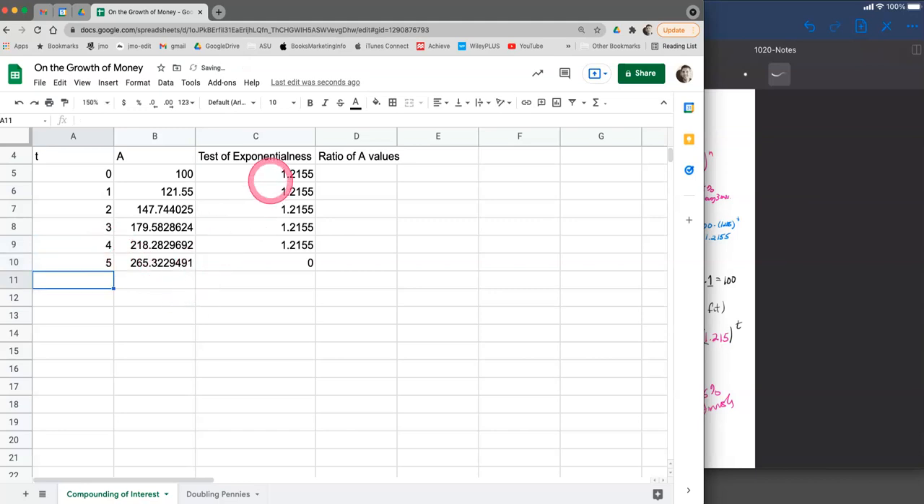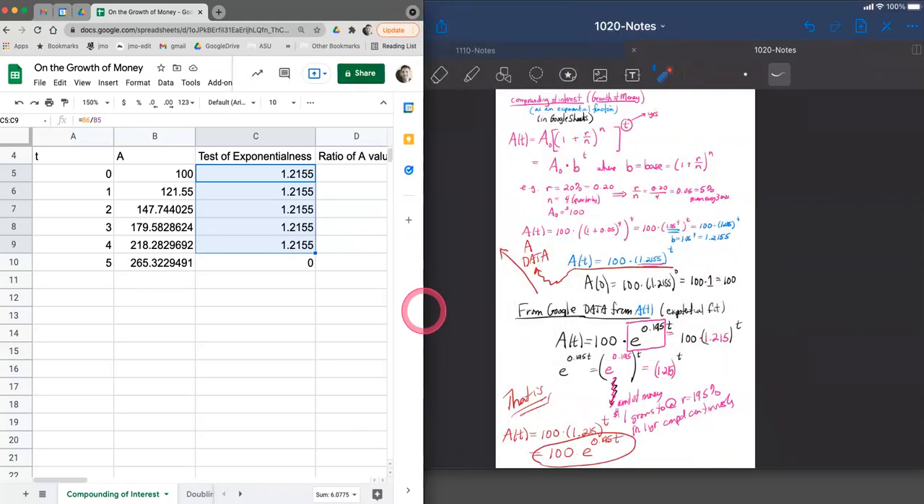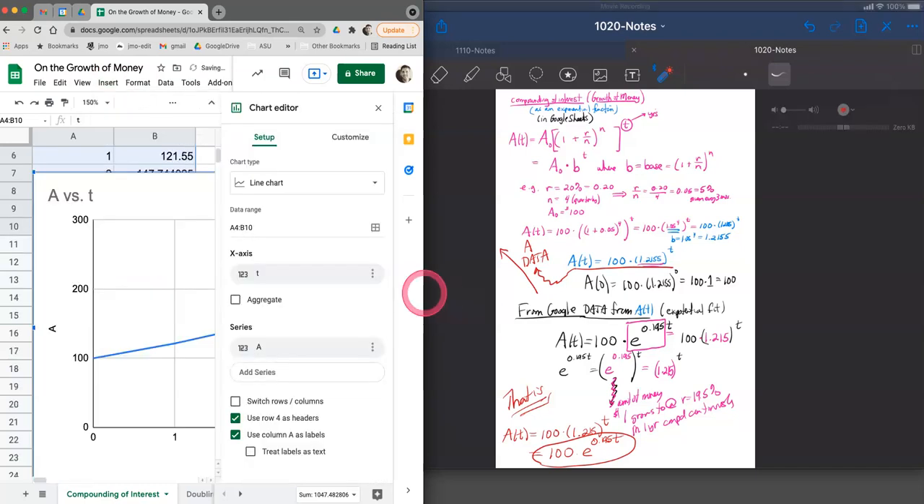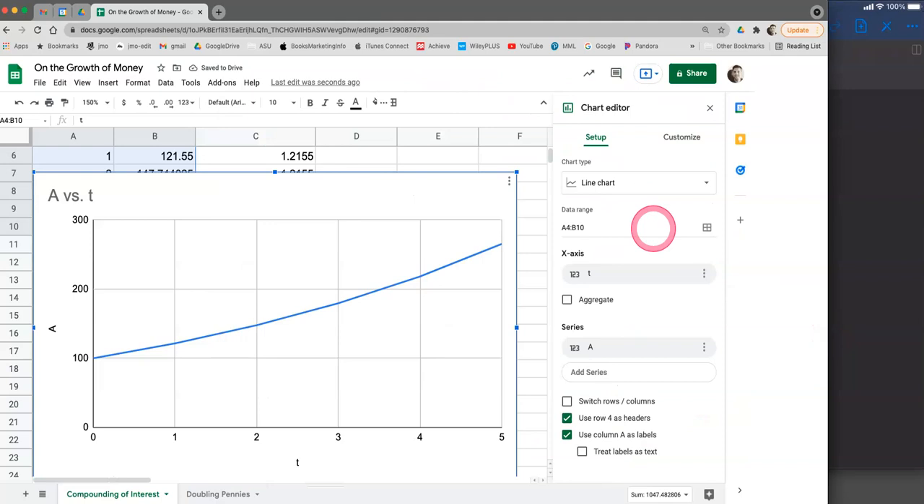Can you see that this ratio of A values is giving the same constant? This is a test to know that the data we're looking at is exponential: the ratio of A values is the same constant. So this is a test of whether the data is actually exponential, that there is an exponential function that is going to go through exactly all the data.